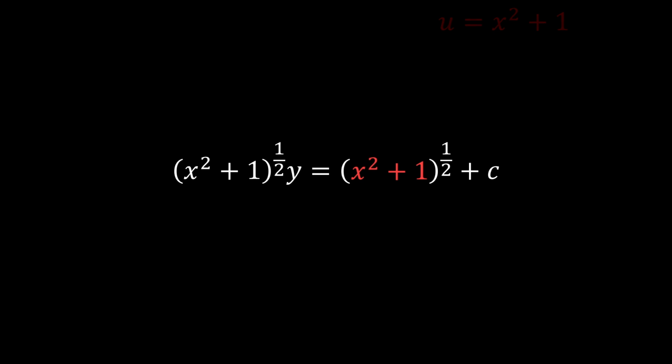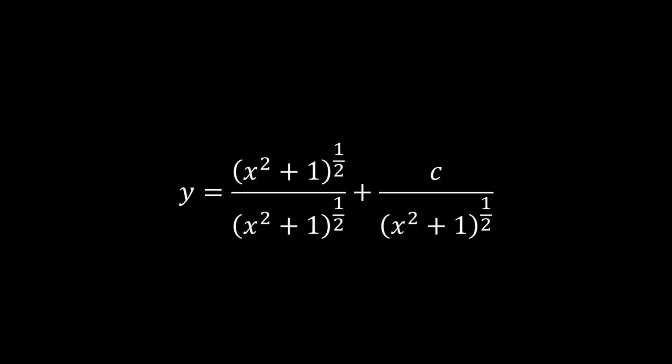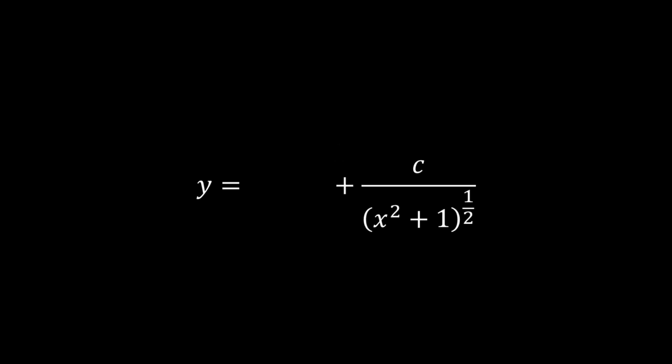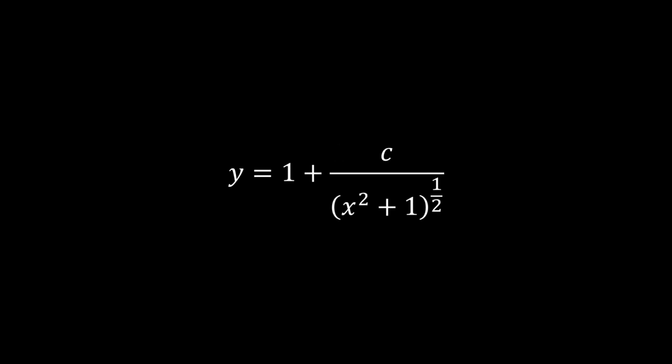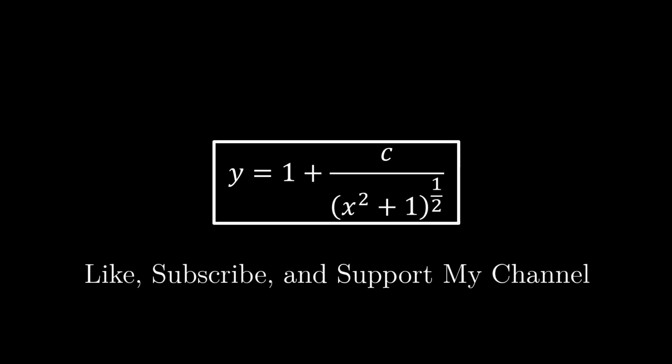And now that we have that, the next step is simply to isolate y, and we can do that very easily by dividing by the x squared plus 1 to the 1/2 power on the left-hand side, and we end up with this equation here. The middle term just reduces to 1 because the numerator and the denominator cancel out, and we're left with this final form. And this is the solution to the ordinary differential equation.